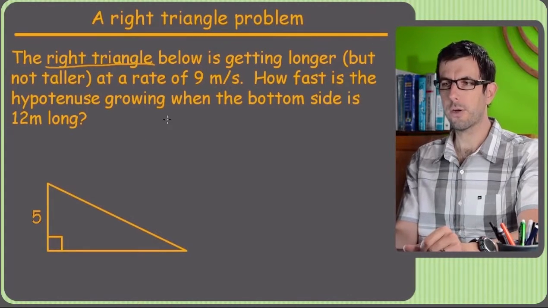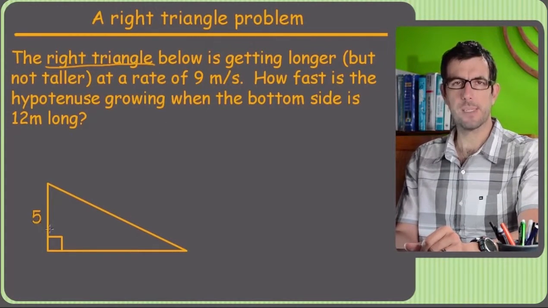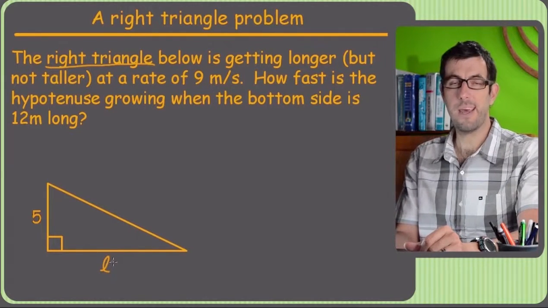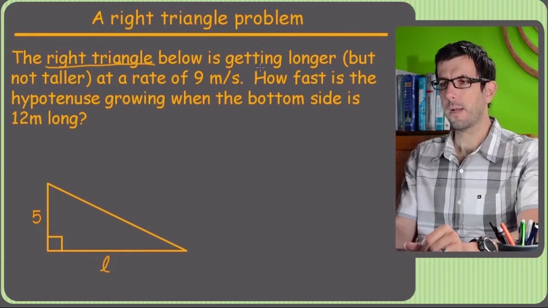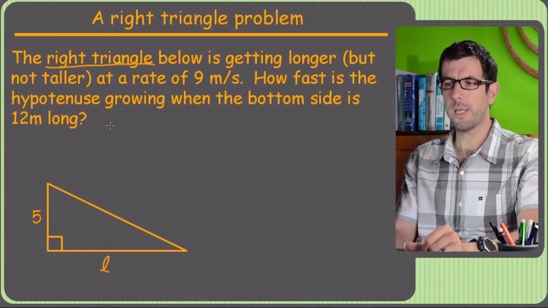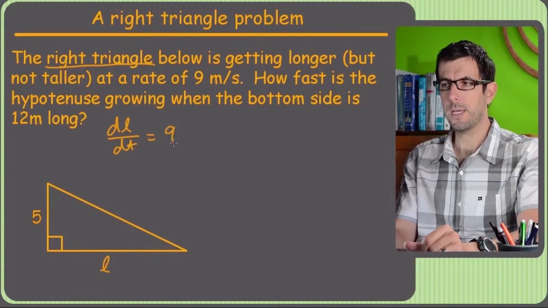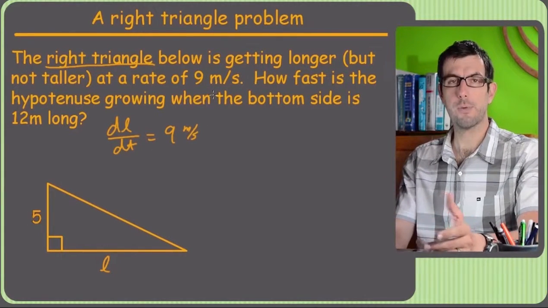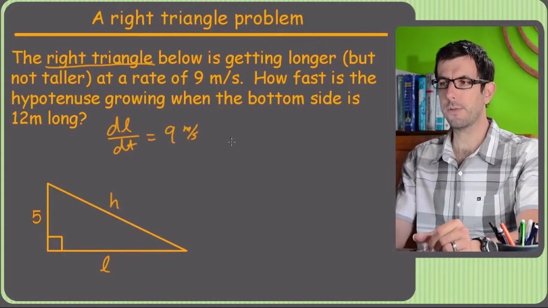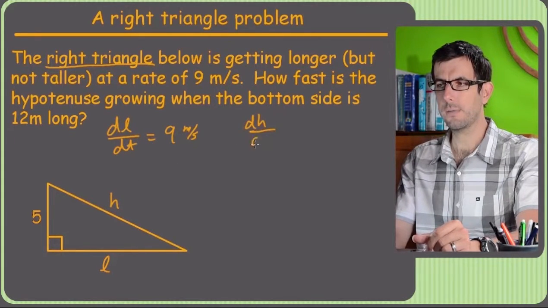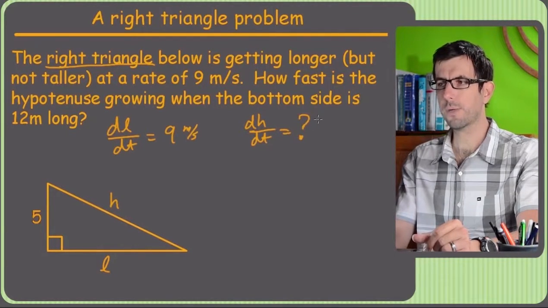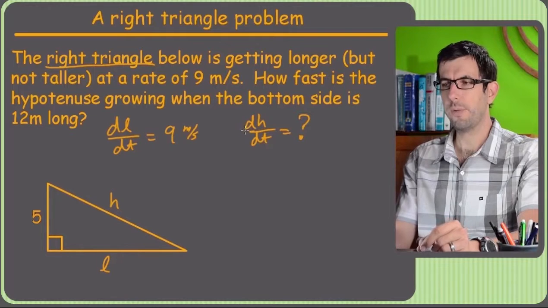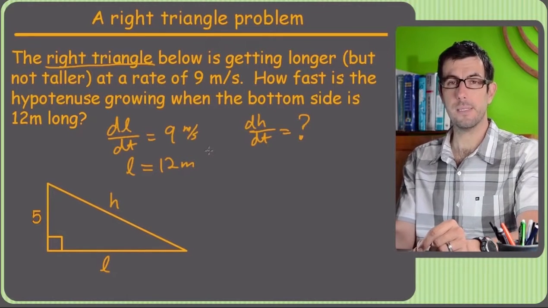So they said the triangle's getting longer but not taller. So it must have a height of 5 that's constant. We haven't written down the length, but let's just give it a name like L for length of that side. All right, so it's getting longer at a rate of 9 meters per second. So now that I've named it L, I can write down the given information that dL/dt equals 9 meters per second. How fast is the hypotenuse growing? Oh, so I need a letter to represent hypotenuse. Maybe we'll call that h for hypotenuse. So they're asking for dh/dt, question mark, when the bottom side is 12 meters long. All right, so at the time that L equals 12 meters, how fast is the hypotenuse growing?